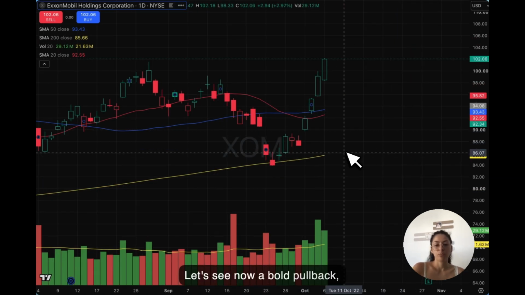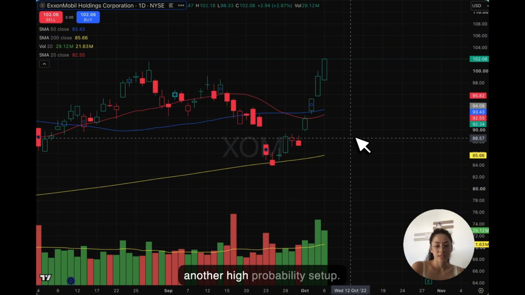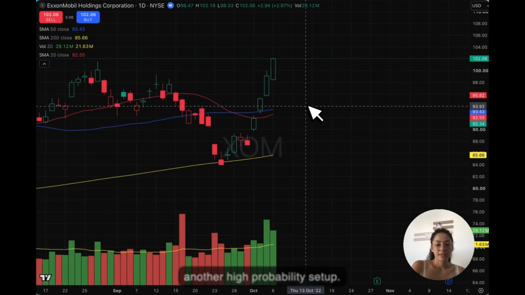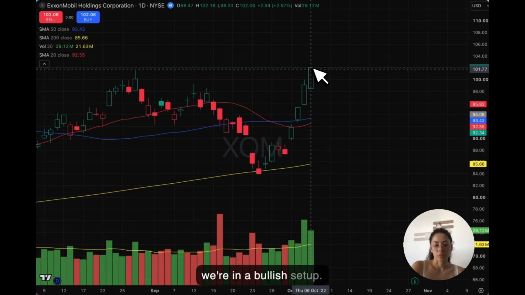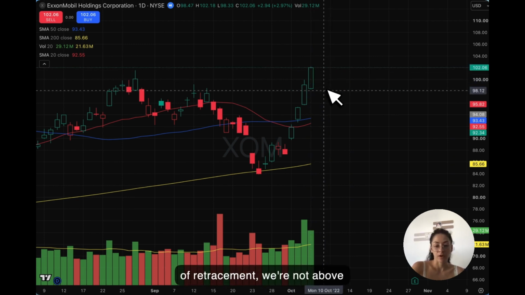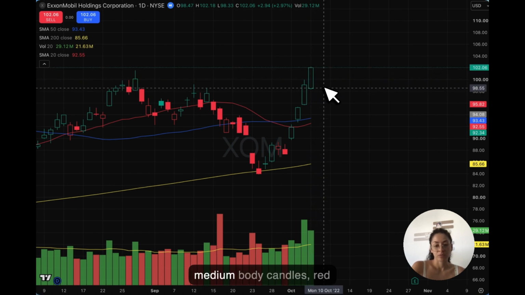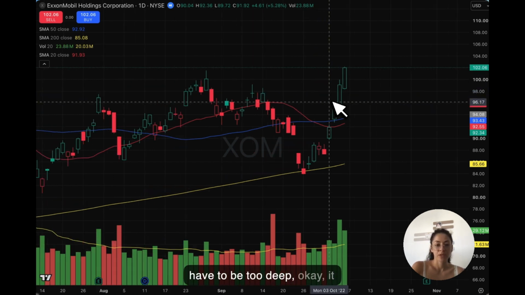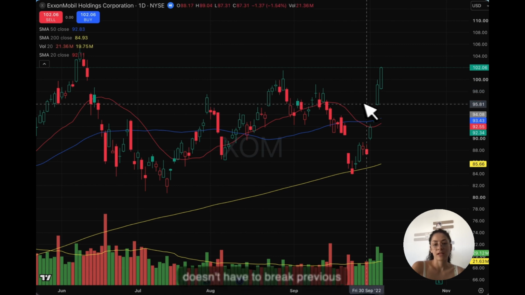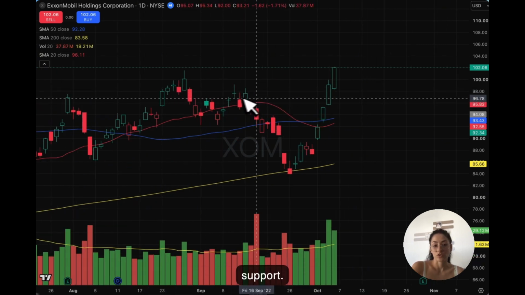Let's see now a bull pullback, another high probability setup. In this case, we still want a previous move to the upside if we're on a bullish setup. Then we want to see some kind of retracement with not above average volume, small to medium body candles, red candles. Obviously, usually the retracement can be a mix, but the retracement doesn't have to be too deep. Okay, it doesn't have to break previous levels that could be seen as support.